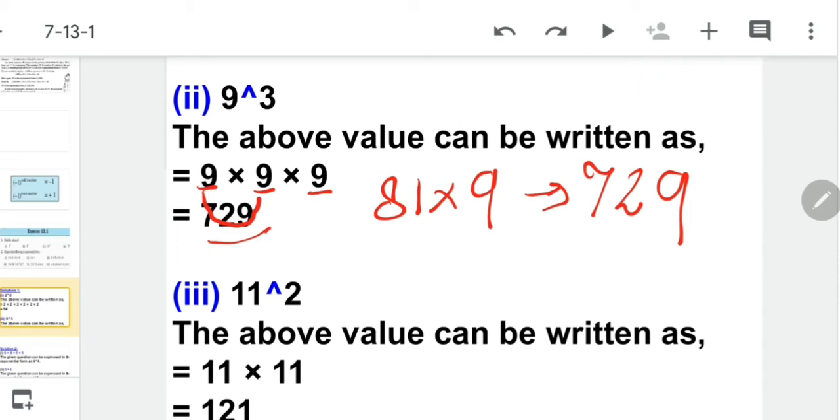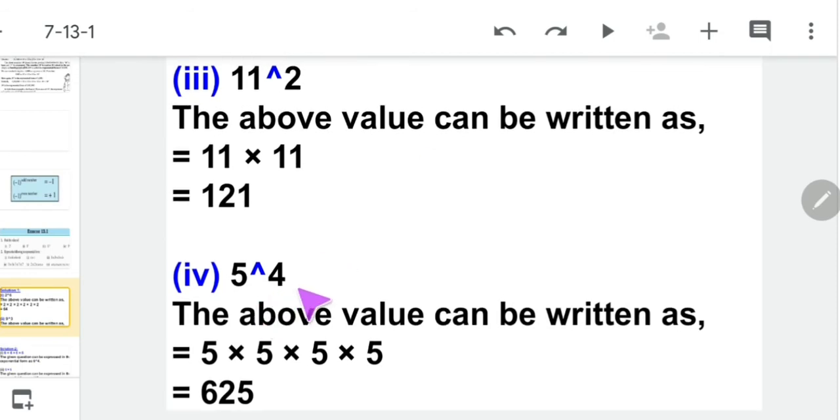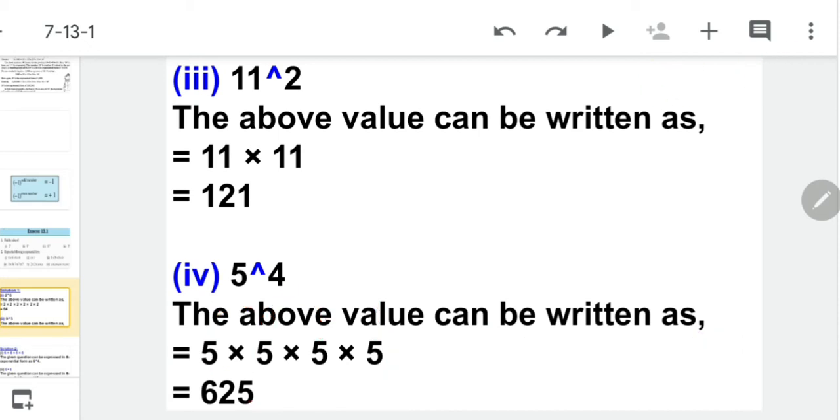Similarly, all the other examples, that is 11 power 2. So 11 multiplying with 11 is 121, and in the fourth, 5 having power 4, that is 5 multiplying with itself 3 times. So the answer is 5 multiplying with 5 is 25, 25 multiplying with 5 is 125, 125 multiplying with 5, we will have the answer 625.